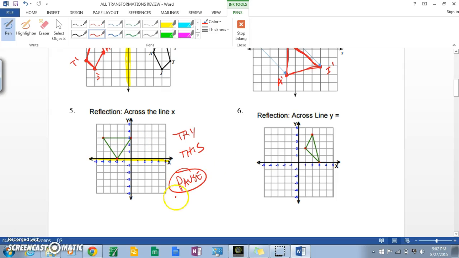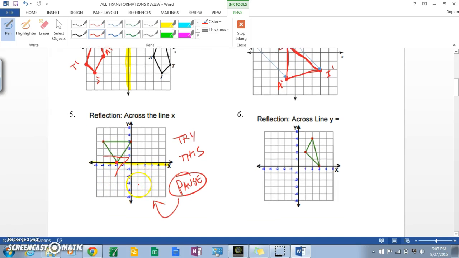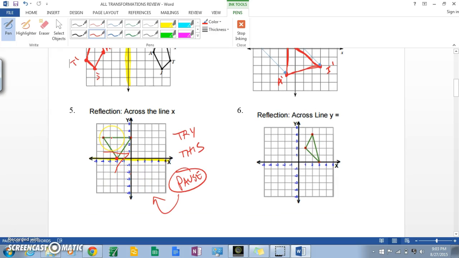Hopefully you paused the video by now and tried 5. I want to let you know that this shape right here doesn't have labels on these vertices, so you did have to be careful there. But this vertex should not have moved anywhere. If you get something like this, that is wrong. You don't want that. Okay? Go back and fix it if you got something like that.